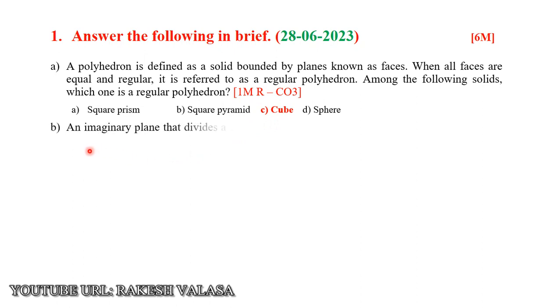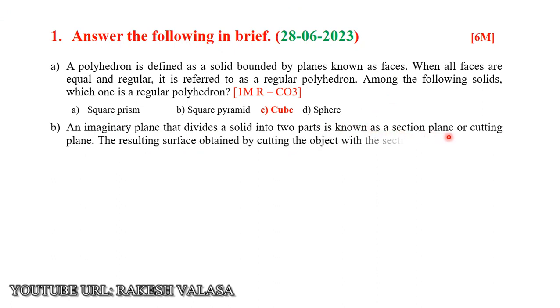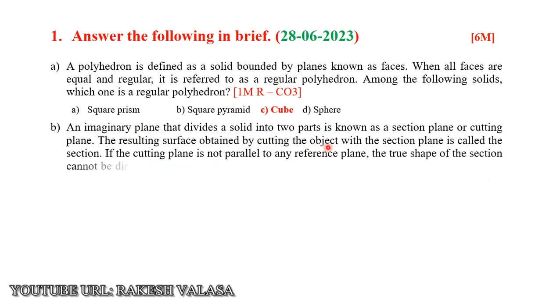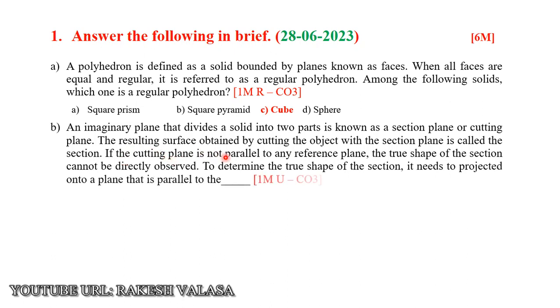Question number B. An imaginary plane that divides a solid into two parts is known as a section plane or cutting plane. The resulting surface obtained by cutting the object with the section plane is called section. If the cutting plane is not parallel to any reference plane, the true shape of the section cannot be directly observed. To determine the true shape of the section, it needs to be projected onto a plane that is parallel to the section: option A profile plane, option B vertical plane, option C auxiliary plane, option D section plane. The correct answer is auxiliary plane.